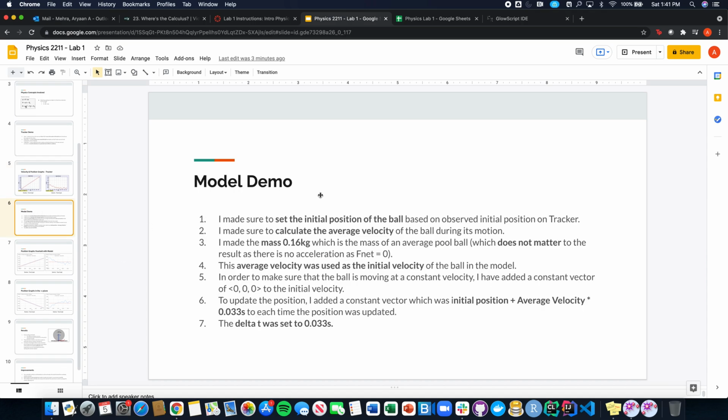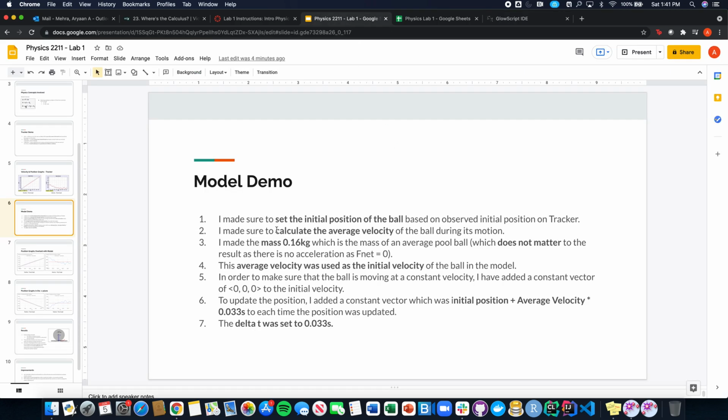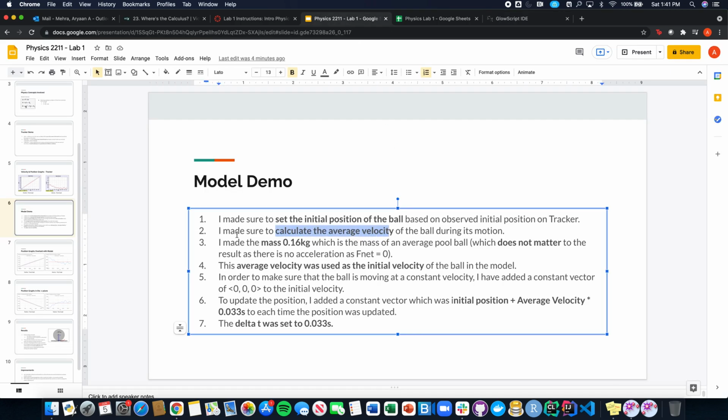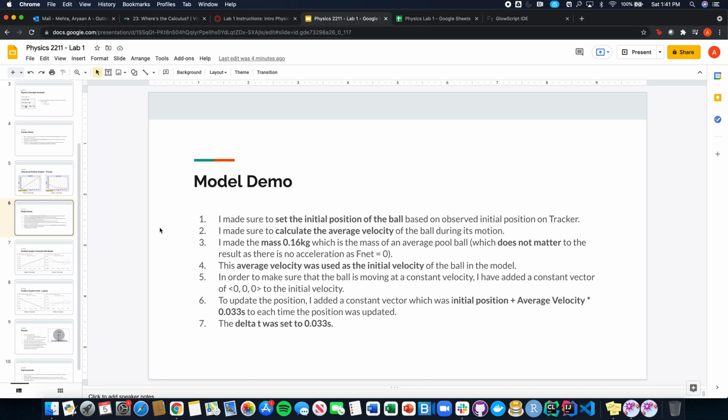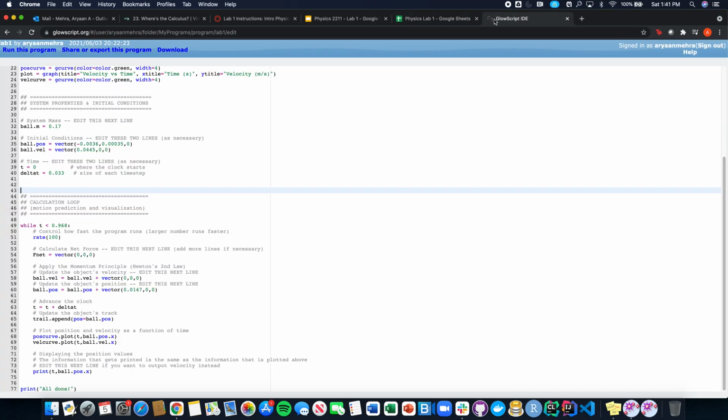In terms of the demo, it's important to make sure that a few conditions are set correctly. We need to make sure that the initial position of the ball is that which is observed in tracker. As you can see, this is where tracker starts. Another important observation is that we need to calculate the average velocity of the ball during its motion in order to make sure that the model is moving at the correct velocity. I've used a spreadsheet to do this, which takes the average of all the different velocities using tracker. And lastly, I have made sure to set that to the initial velocity of the ball.